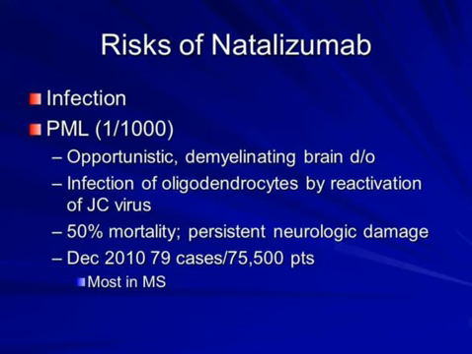The risks of natalizumab are similar to other immune-suppressing medications, but there's also an increased risk of PML, or progressive multifocal leukoencephalopathy. This is an opportunistic infection that is caused by reactivation of the JC virus. It's basically a demyelinating brain disorder with a 50% associated mortality and potential persistent neurologic damage in people who survive.